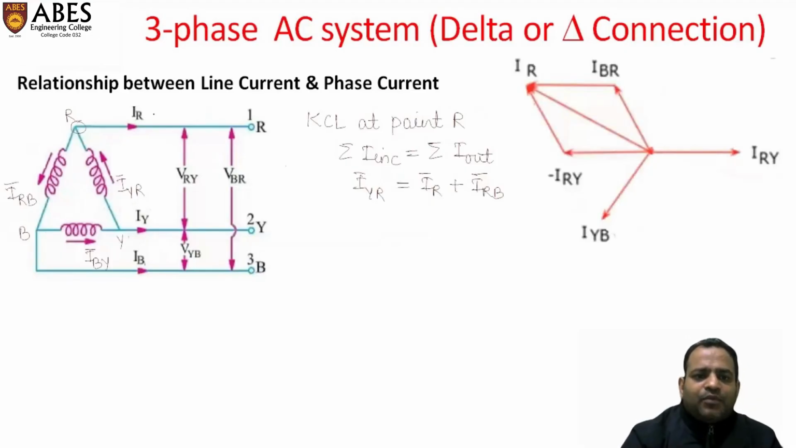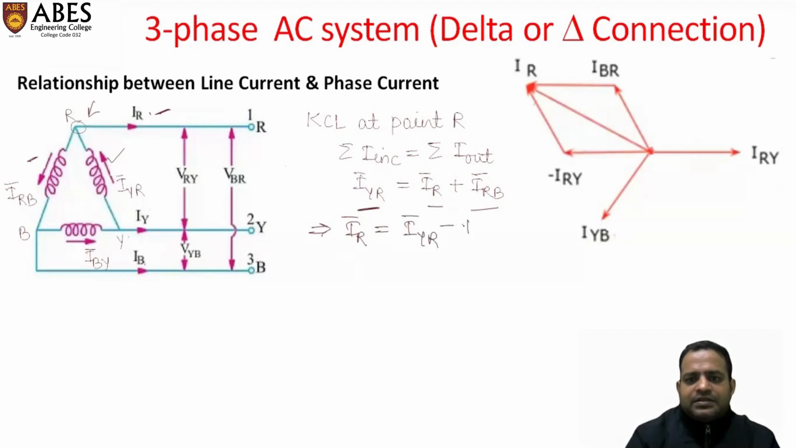Here at R point, if we take KCL at R point, this is our incoming current, and these two are our outgoing currents. So IYR is equal to the outgoing IR and IRB. So we can find the value of IR. So IR is equal to IYR minus IRB.